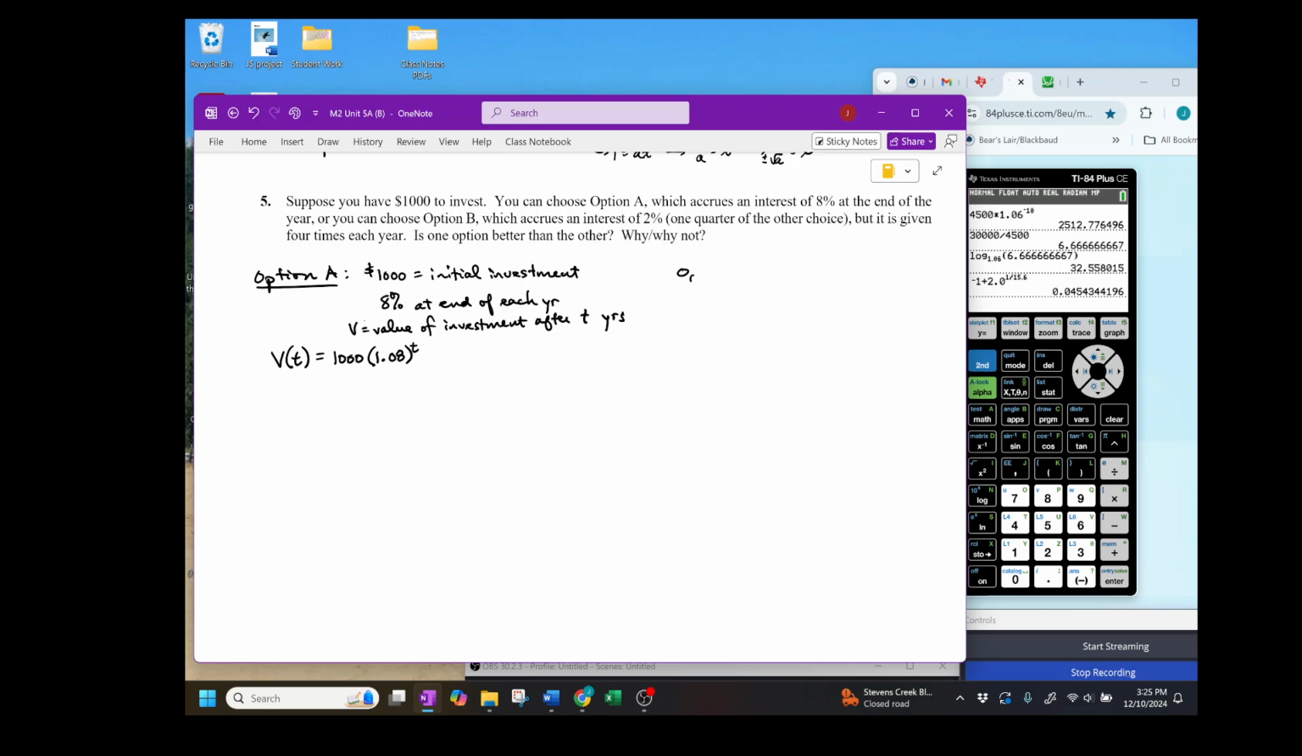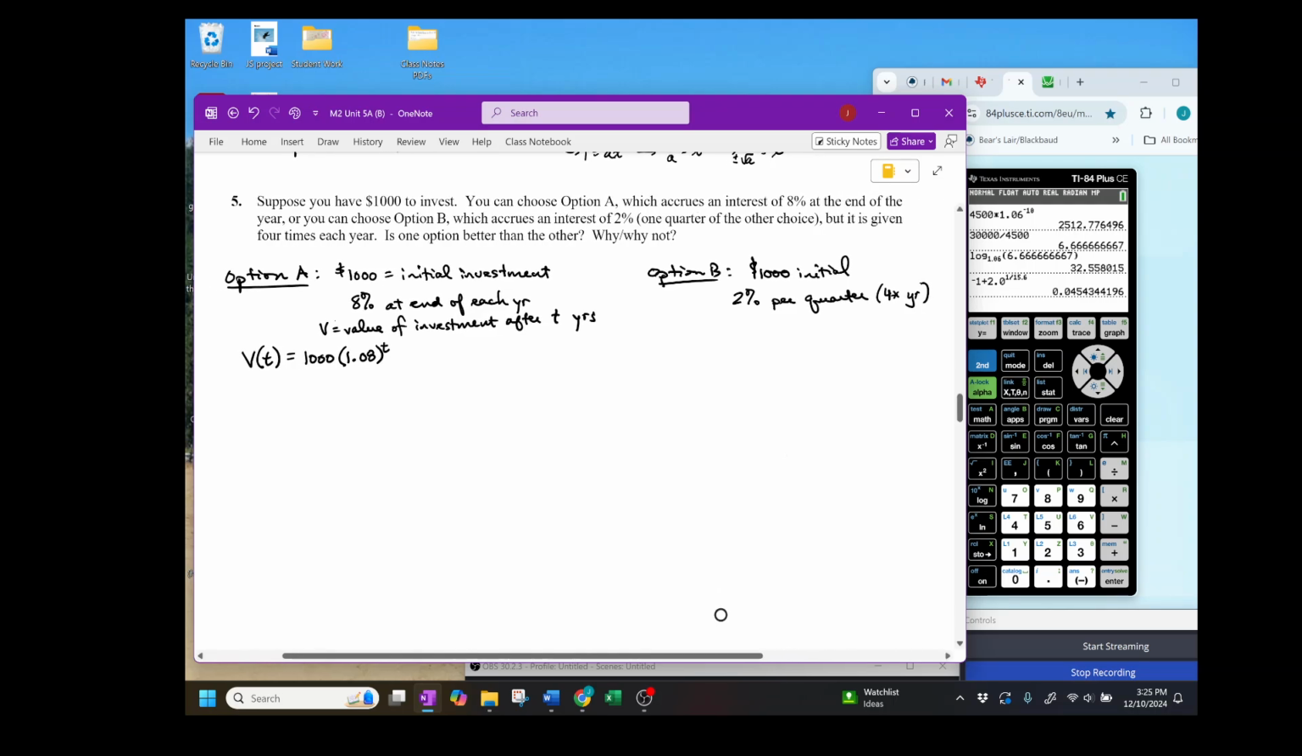Then there's option B, which is still you start with $1,000, but now it's 2% per quarter. So 2% every few months, right? Every 3 months, and it's 4 times per year, right? That's why it's called per quarter.